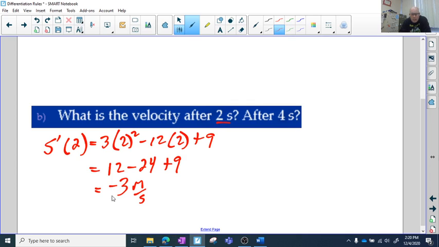It didn't give us really enough details to know whether that would mean one of two things. If we were talking about a particle going side to side, negative would imply it's going to the left. If we're talking about a particle moving up or down, that would imply the particle is moving in a downward direction. So for now, I'll just say it's moving in the negative direction at 3 meters per second.